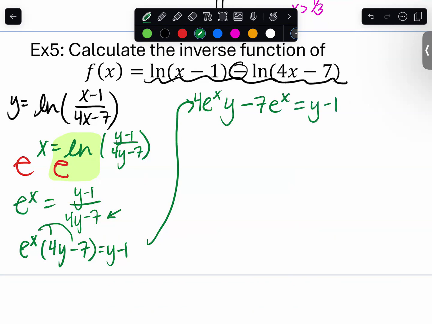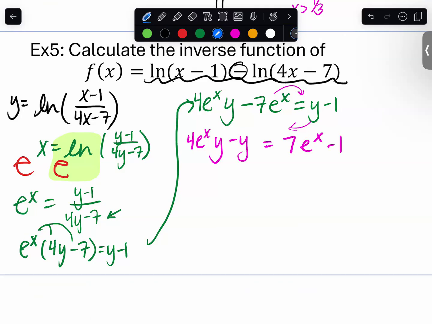1. Now I'm going to move all the y's to the same side of the equation. I'm going to choose to move it over to the left-hand side. So I have 4e to the x y minus y equals, I'm going to move that negative 7e to the x to the other side because it doesn't involve a y. 7e to the x, and I still have that minus 1.